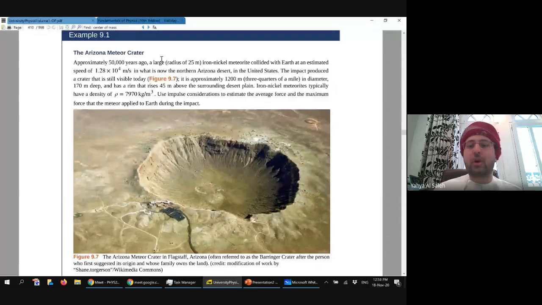Now we know that iron-nickel meteorites typically have a density of 7970 kilograms per cubic meter. We're going to use this whole impulse shebang to estimate the average force and the maximum force that the meteor applied to that portion of Earth during the collision.